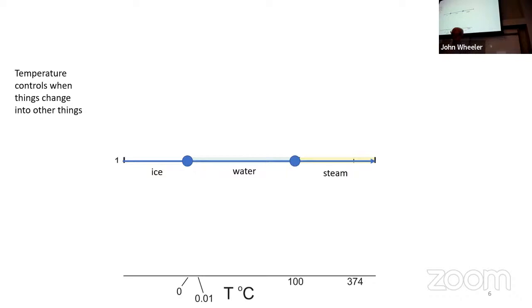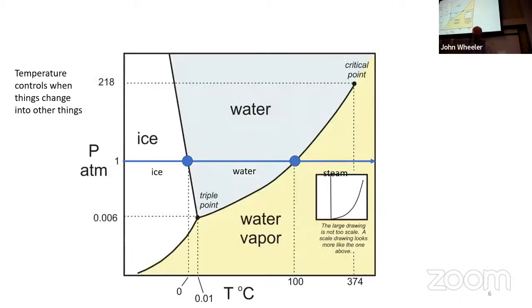But inside the Earth, the pressure variations are absolutely enormous. So we have to add an axis to this graph. And even for water, it proves very instructive to do that. So it's going to look like that. Now, basically, you can see that there is a temperature dependence on when things change into each other, but there's a pressure dependence as well.